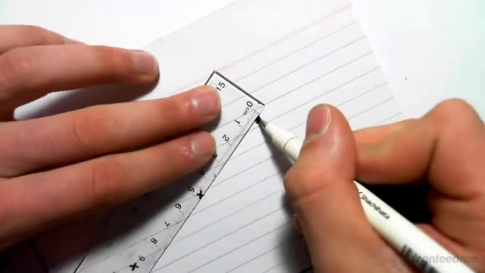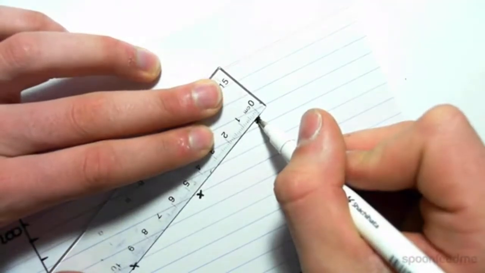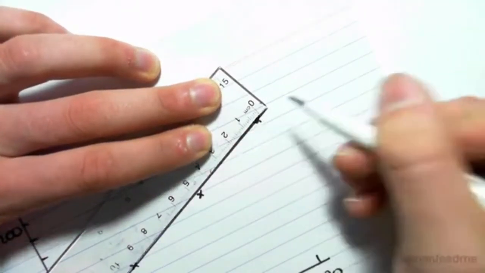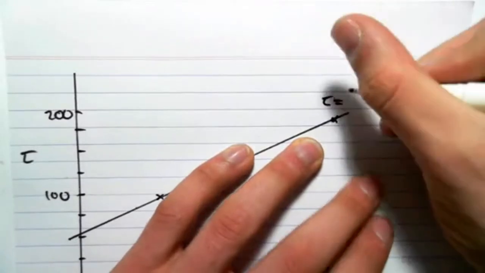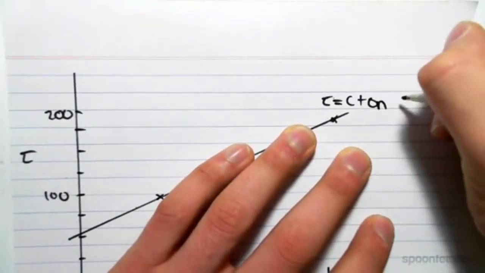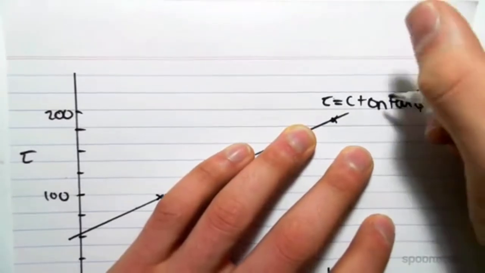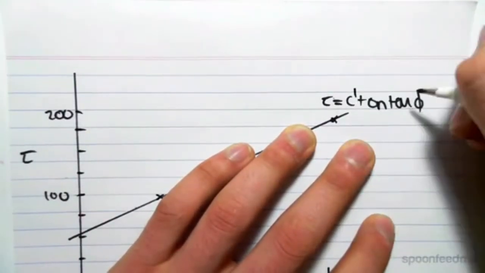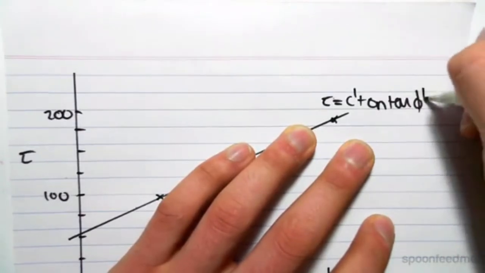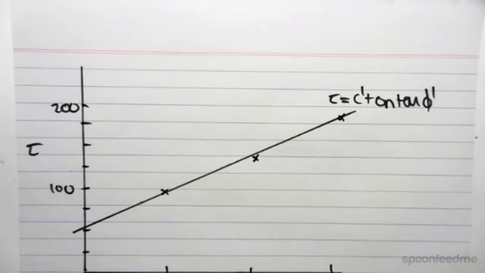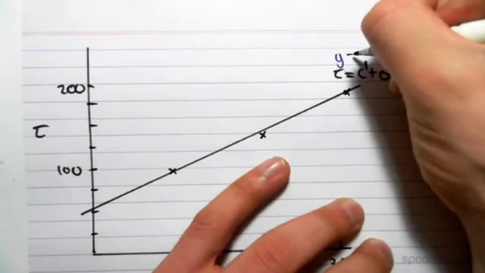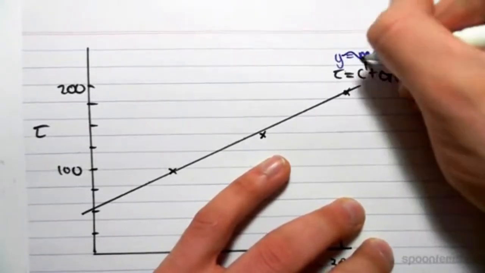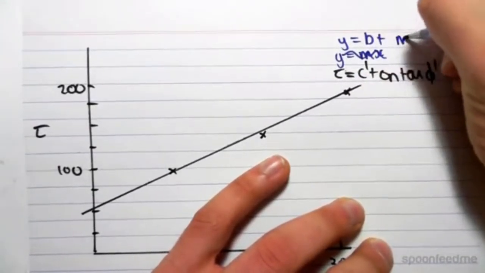And what we would do is draw our graph. We would connect all these points as best as we can and get something which looks like that. Now, as I said, this is the curve tau equals c plus sigma n tan phi, and because we're doing effective, this c is effective and this is also effective. So what we would do now is find these values. As we said, this is the same as y equals mx, so this would be y equals b plus mx.